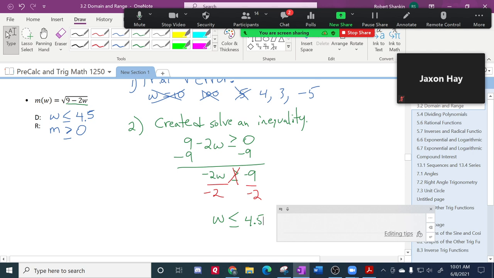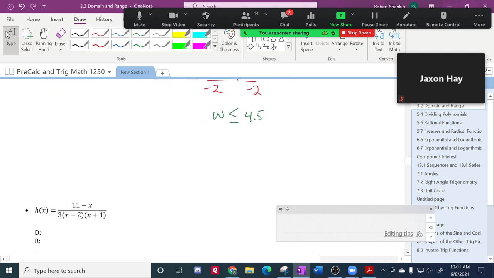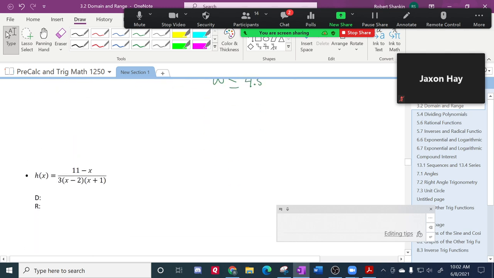Okay, and all right, any questions? Let's go to the next one. Here's the problem. State the domain and the range. I'll give you a minute.